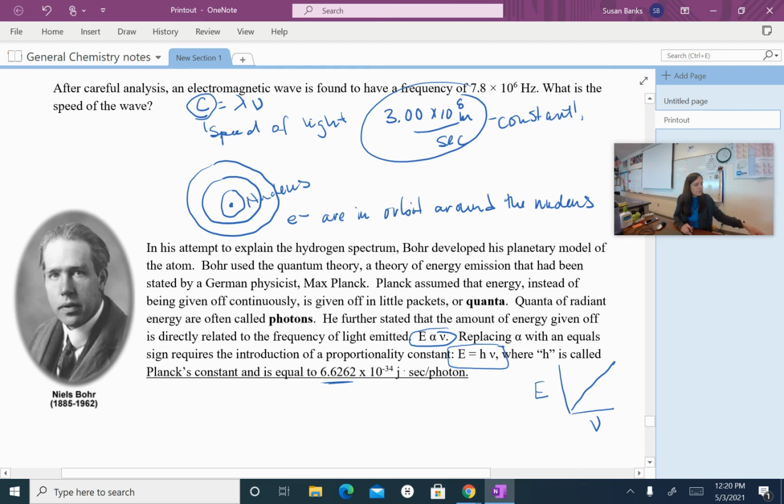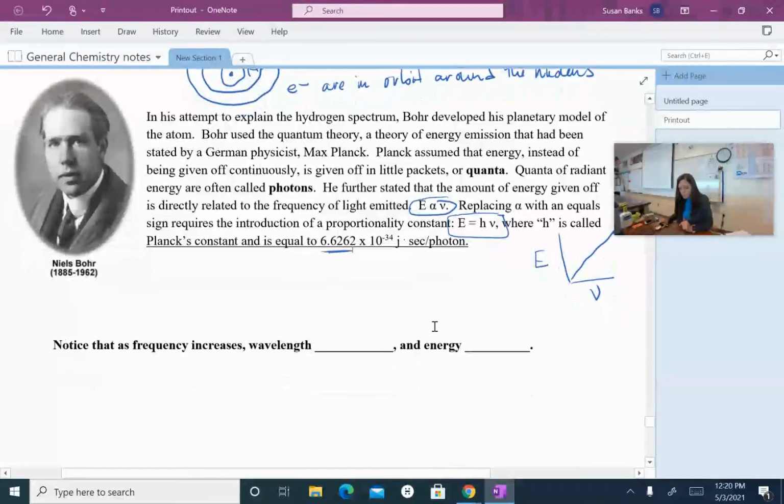So I want to do an example problem with you. So let me look one up really quick, and we will do an example problem, probably two of them actually, because I want you to be able to do one with frequency and one with wavelength, because you're going to be doing both of those.